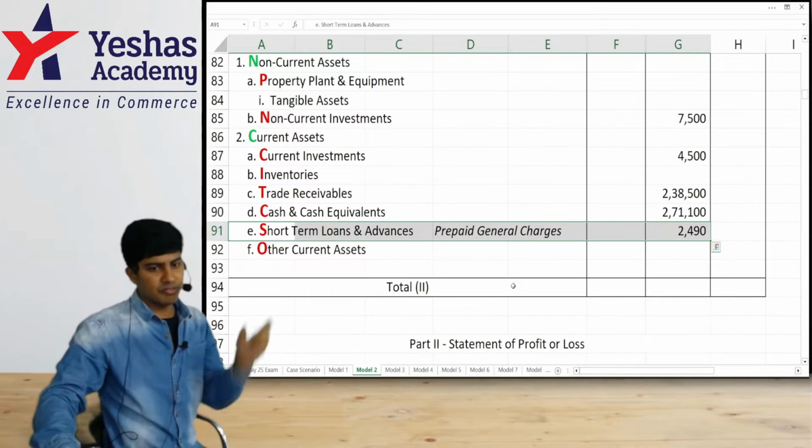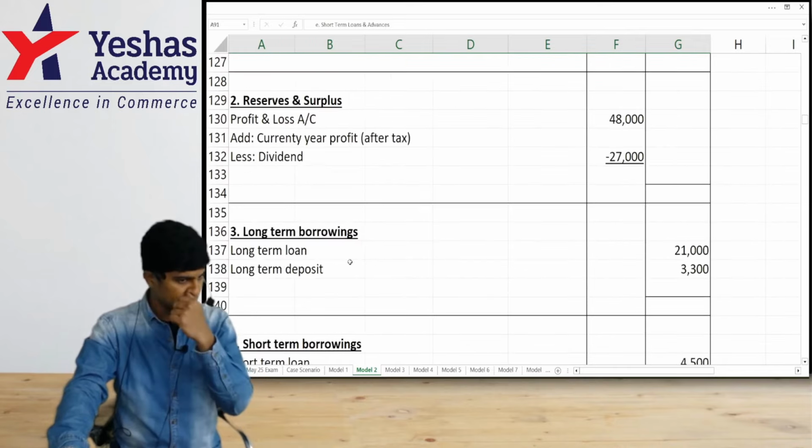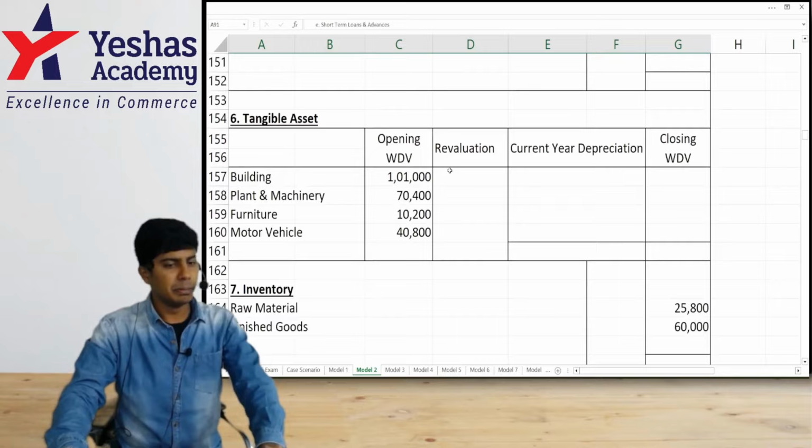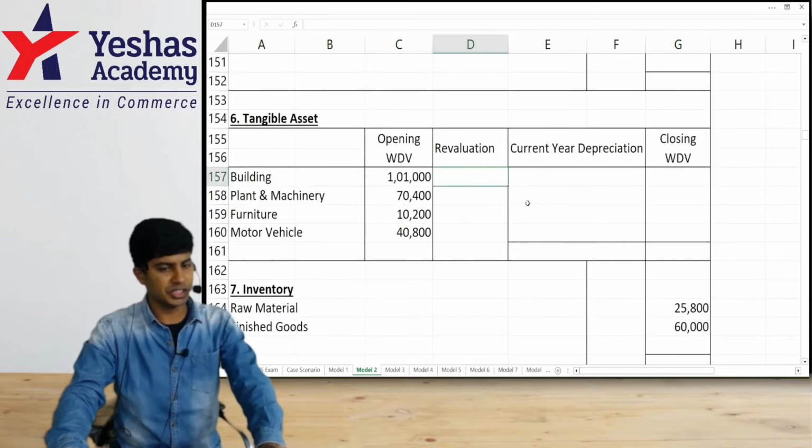Then depreciation. Building 2%, machinery 10%, furniture 10, motor vehicle 20. Shall we provide? Building 2%. Come to notes to accounts on PPE. Building 1,01,000, no revaluation. 2% depreciation will be how much? 2,020. Am I right? Then closing will be 1,01,000 minus 2,020, 98,990. Plant and machinery 10%. 10% of 70,400 is 7,040. If you deduct it, you will get 63,360.